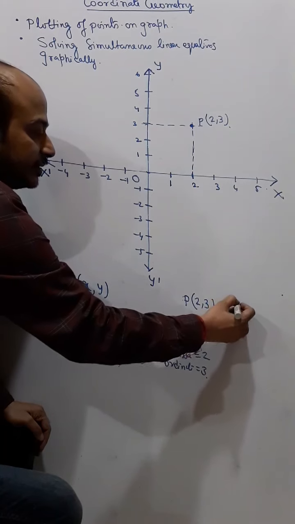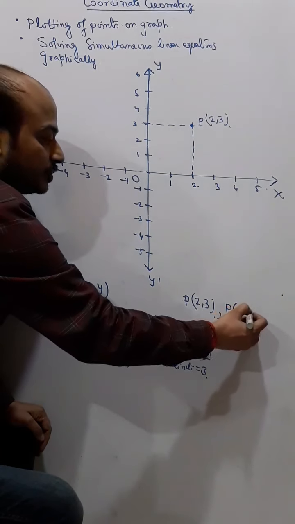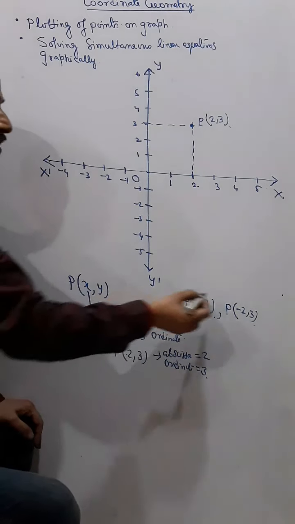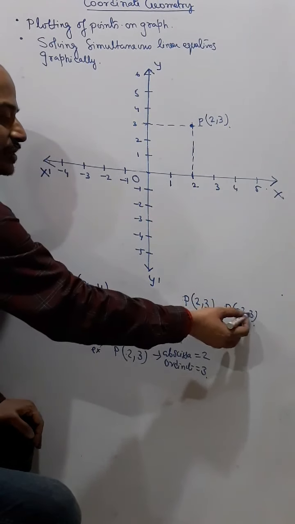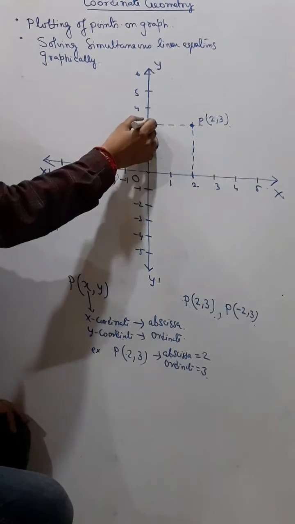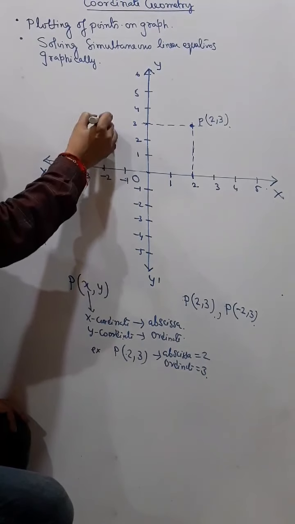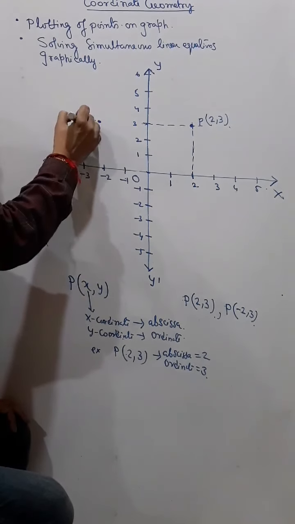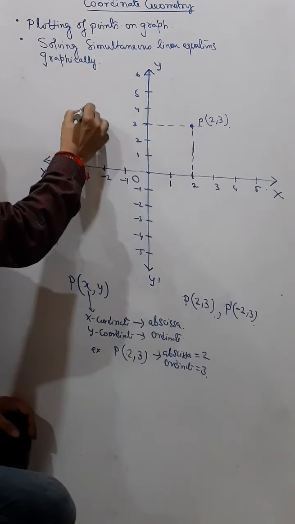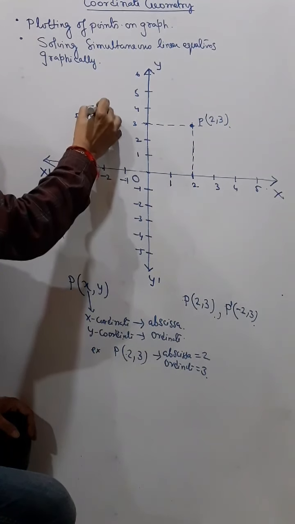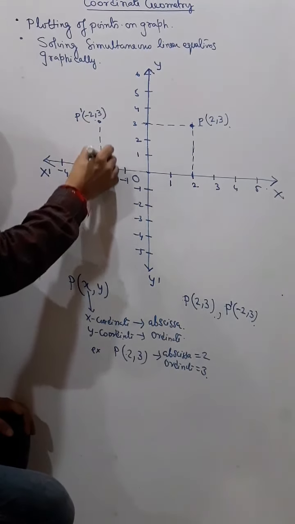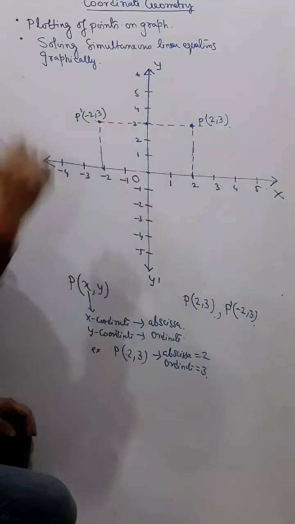Now if they say plot (-2, 3), again (-2, 3) means the x coordinate is -2 and y coordinate is 3. So this is minus 2 and again this is 3. So we can say this point, say P dash, so this is P dash I am taking, as (-2, 3). So that means this is minus 2 and this is 3.